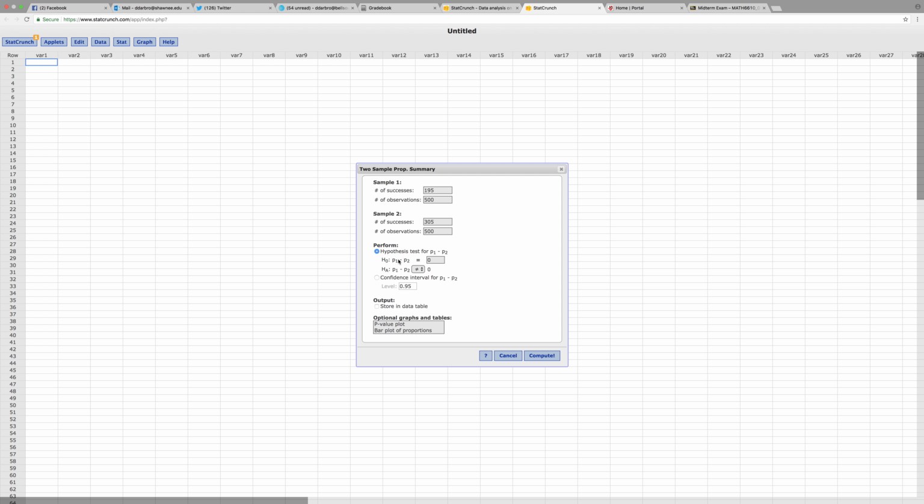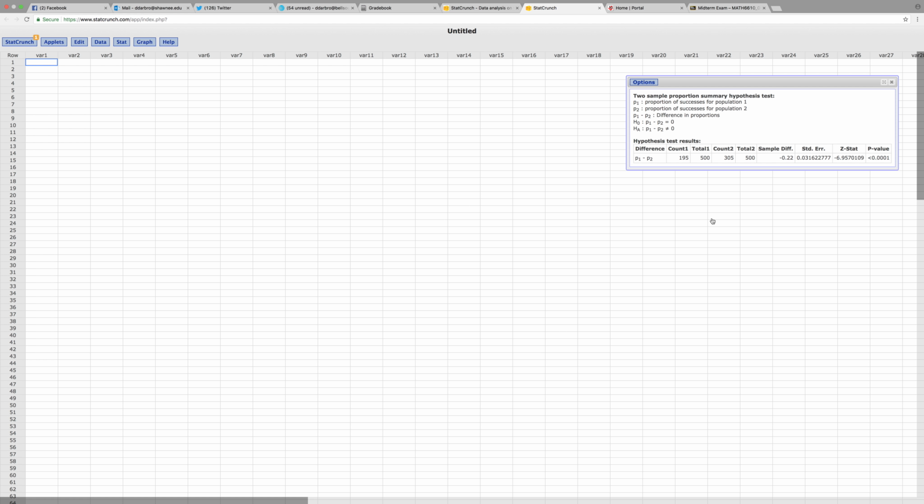All right, so p1 minus p2. Technically this should be pi1 minus pi2, but a lot of textbooks, instead of using pi and p for the population and sample respectively, use p and p hat. So it's just one of those things you've got to tattoo to the brain, the differences.